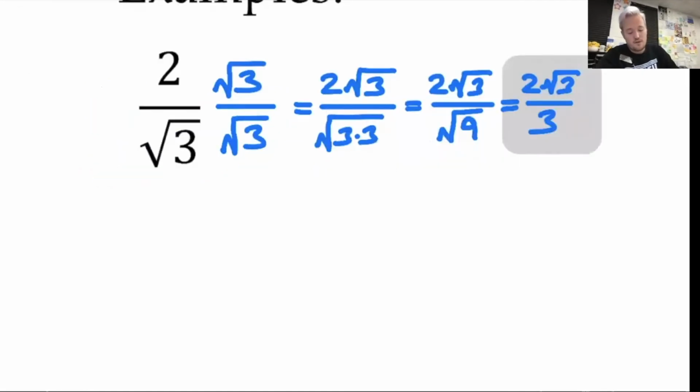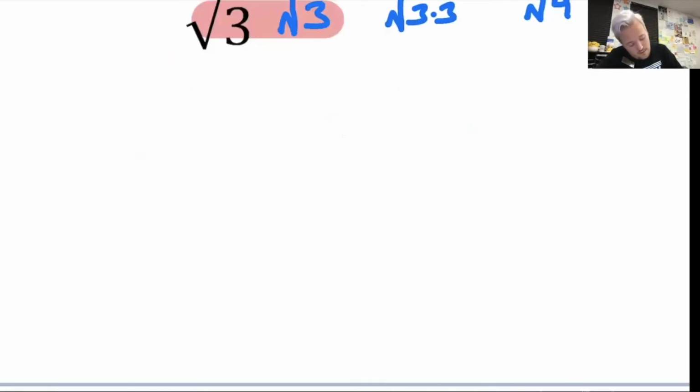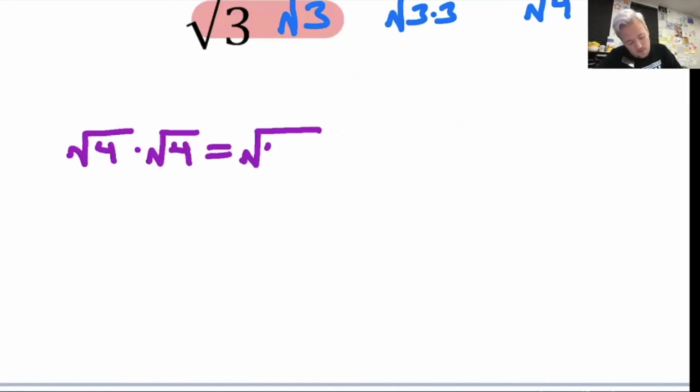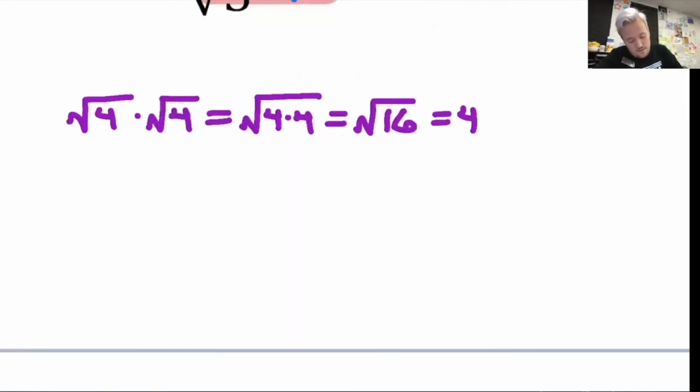All right, so here's the big thing to notice. We multiplied the square root of 3 times the square root of 3 and ended with 3. So here's a little pattern I want you to notice. Let's say I multiply the square root of 4 times the square root of 4. Well, that's going to give you the square root of 4 times 4, which is going to be equal to the square root of 16, which is 4. All right, so same idea if I do, say, the square root of 5 times the square root of 5.